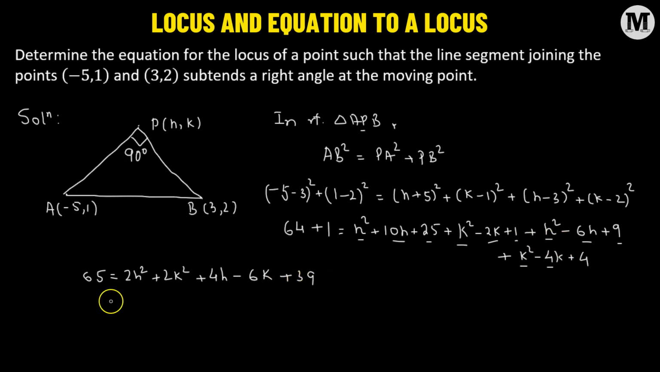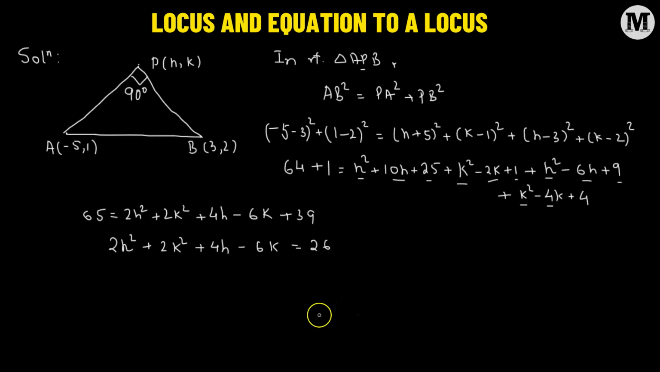Fine. Now if we rearrange everything, we get 2h squared plus 2k squared plus 4h minus 6k equals 65 minus 39, so that's going to be 26. Now we can factor out 2 from each of the terms and rewrite it to get h squared plus k squared plus 2h minus 3k equals 13.